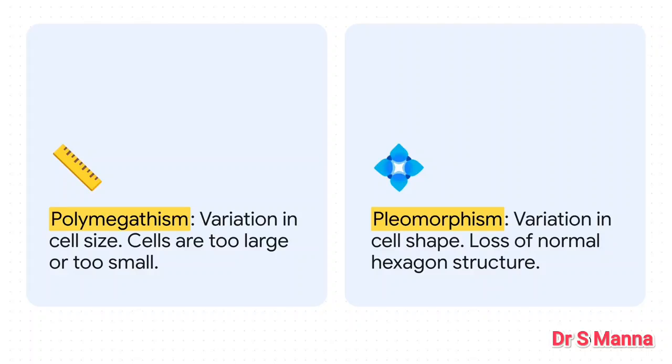So if you're looking at a scan and some cells are massive while others are tiny, that's polymegathism. Pleomorphism, on the other hand, is a variation in cell shape. This happens when the cells lose their healthy 6-sided structure and warp into irregular polygons. When you're reviewing a patient's report, you have to clearly distinguish between these two. A change in size is polymegathism, but a dangerous shift in shape is pleomorphism.